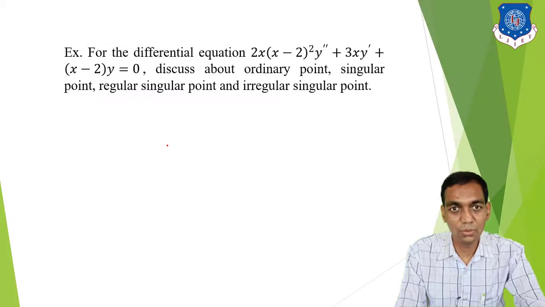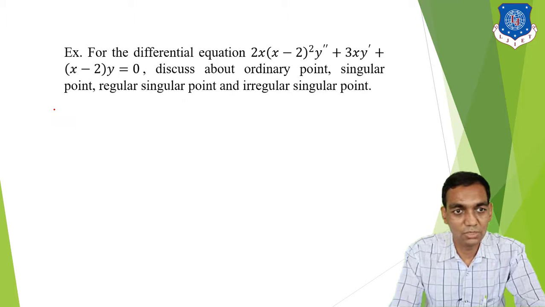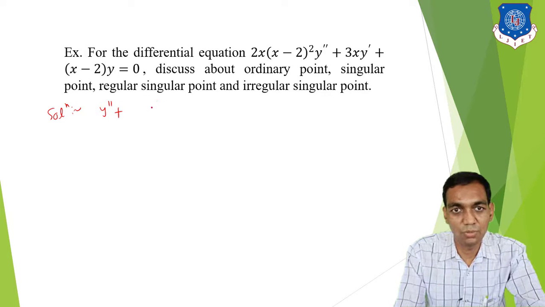Now, we move on to the example. Now see, for the differential equation 2x into (x minus 2) the whole square y double dash plus 3x y dash plus (x minus 2) into y is equal to 0, discuss the ordinary point, singular point, regular singular point and irregular singular point. So first of all, we start with the solution, and we have to write this in standard form. So you have to divide the equation by 2x into (x minus 2) the whole square.